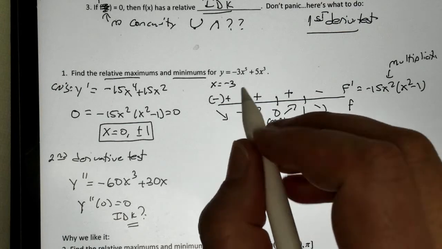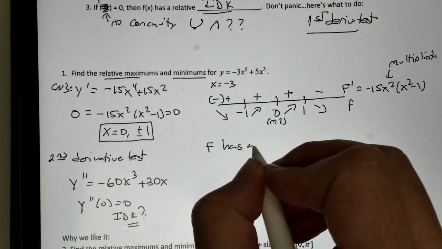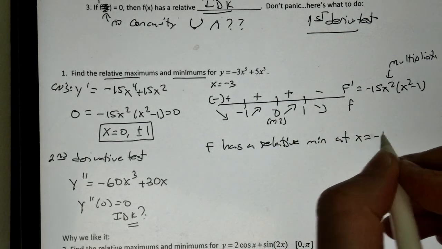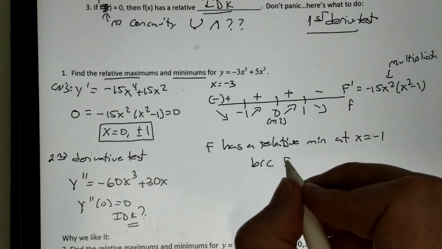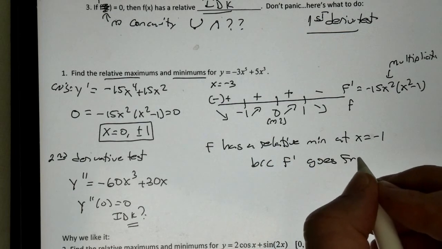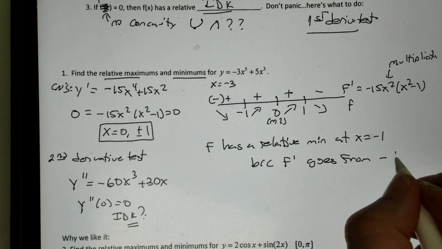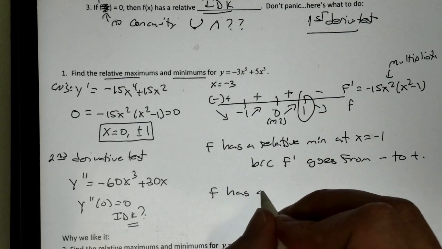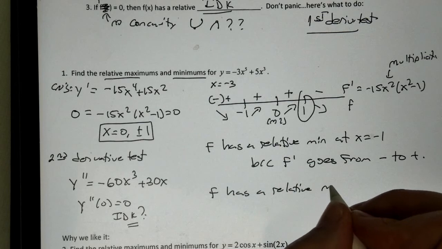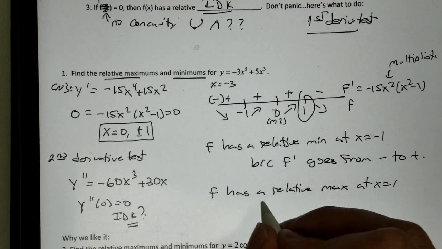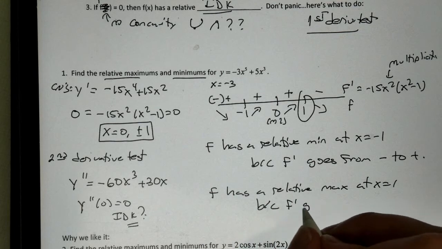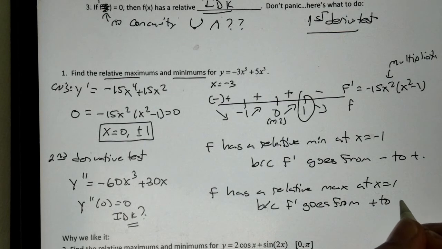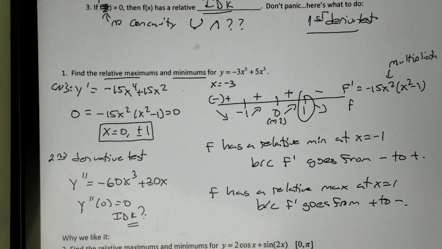So now I can find out my relative max and min. Look, I have a relative minimum at negative 1. So we can say f has a relative minimum at x equals negative 1, and that is because the first derivative goes from negative to positive. And f has a relative maximum at 1, and that is because the first derivative goes from positive to negative. Right there, there's our answer. All right.